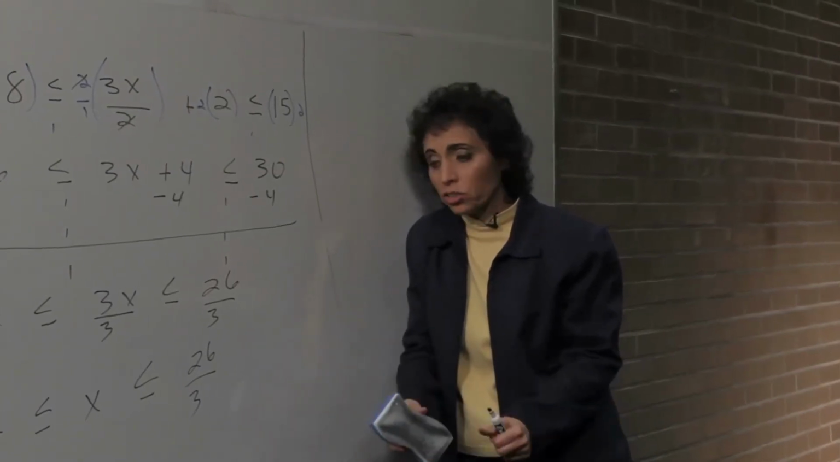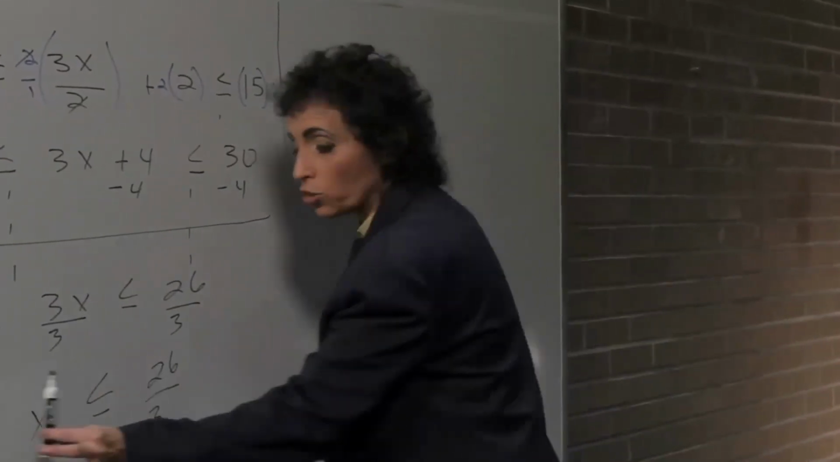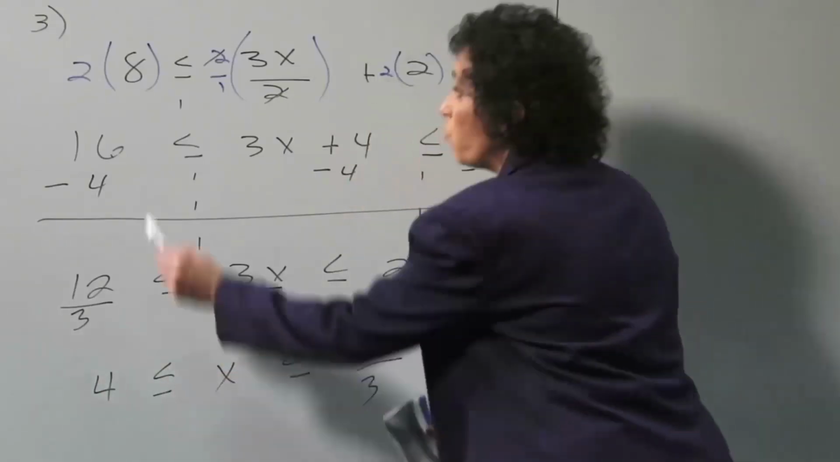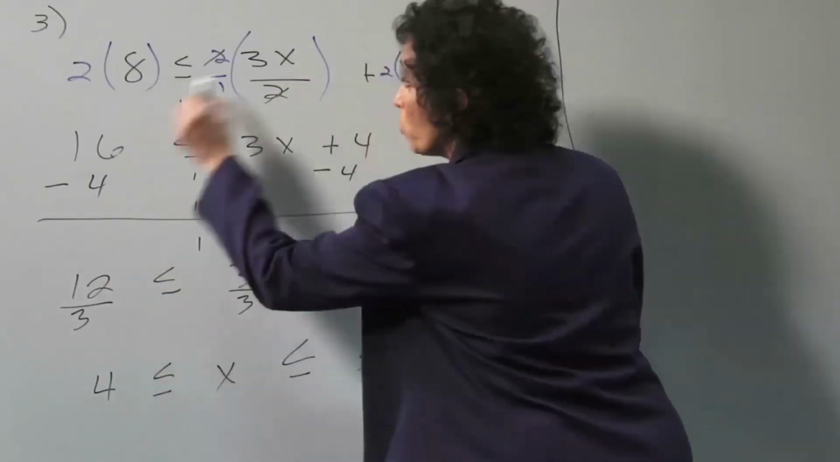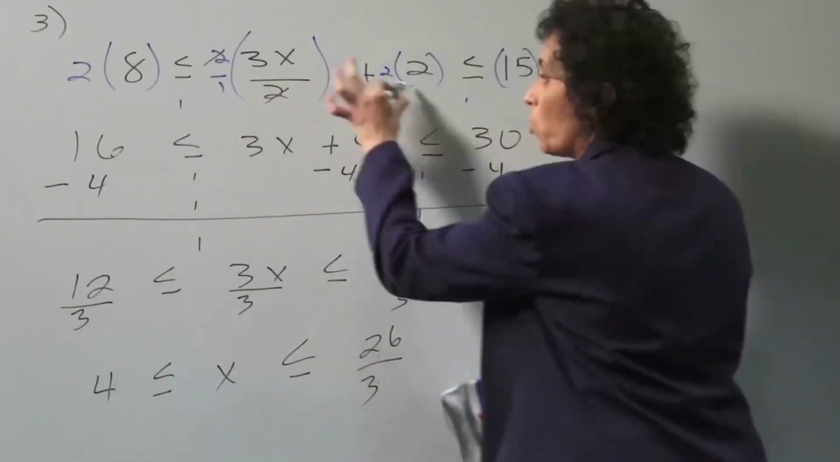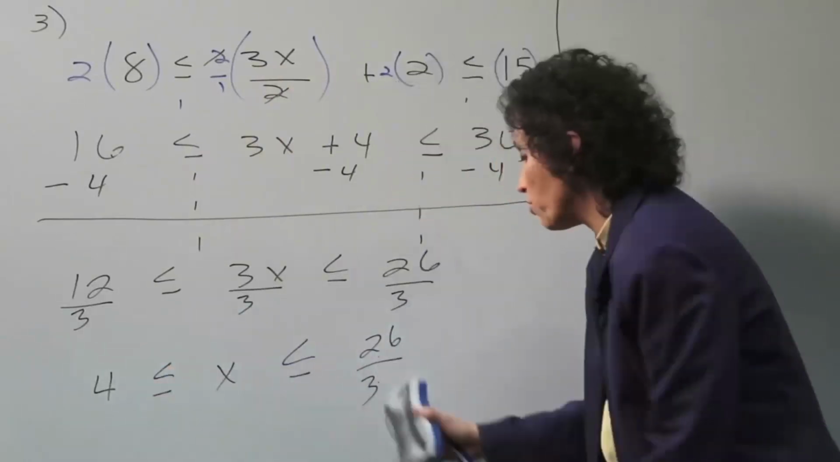I'm not going to do all the checks. In fact, I'm not going to do any checks. I'm just going to make you understand that it has 3 checks. You have to check 4, because it says it equals. 4 will check in this inequality. You'll have to check 26 thirds. It will also check.